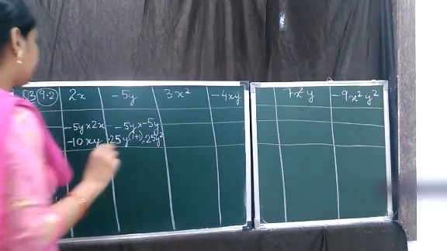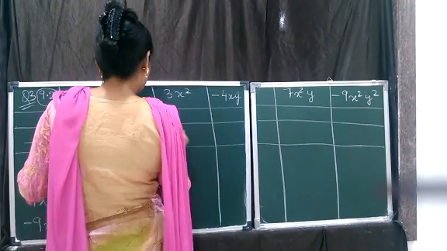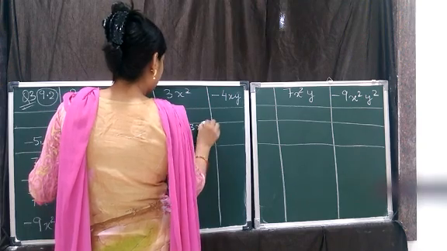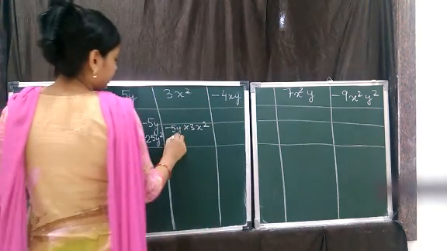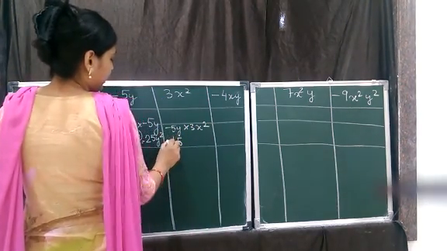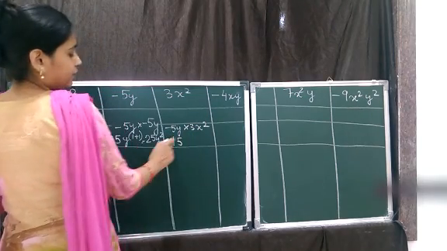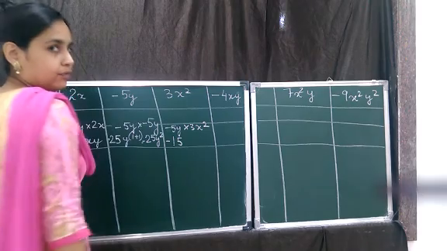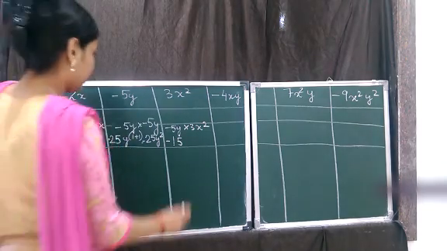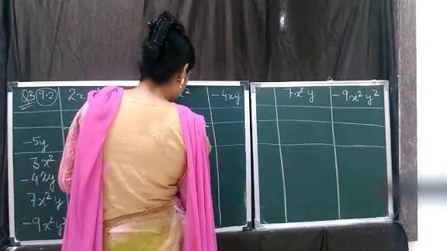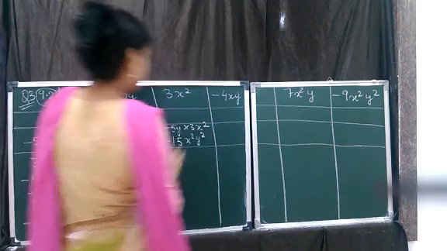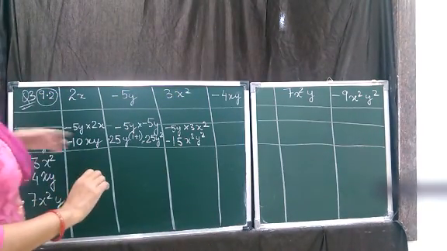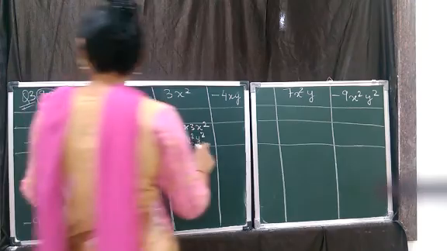Then minus 5y into 3x squared. So 5 3s gives us 15. One is minus, one is plus, so plus into minus gives us minus. And x and y both are different variables, so we are not going to add their powers. Instead we are going to write them together. This completes the third one. Then we go to the next.